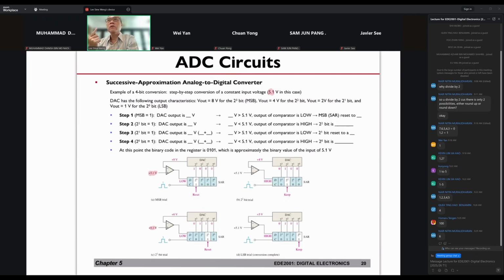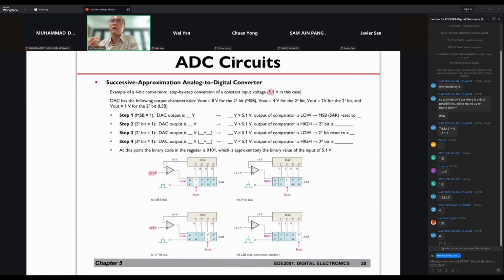Now you try to go like 8 bit. 8 bit is quite common, even up to 16 bit. You have to ask yourself how many op amps you need for that case. So it's no longer practical when you have like 16 bit or 32 bits or even 64 bit.